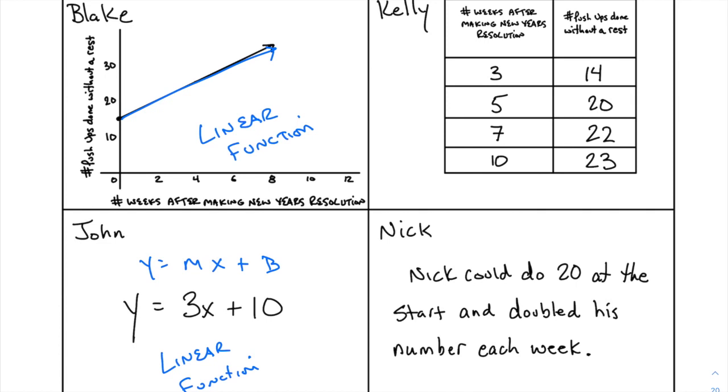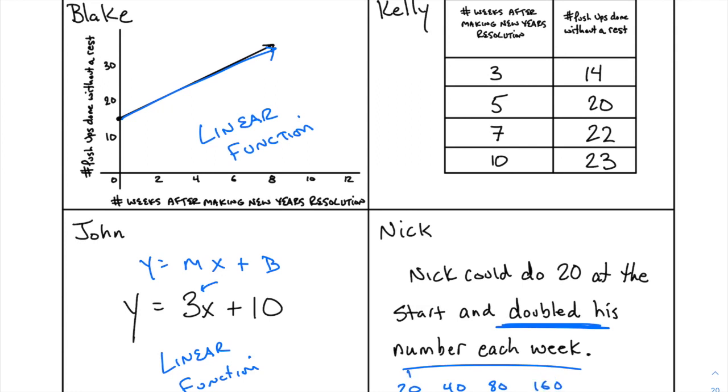Nick Jonas down here, bottom right. Nick could do 20. I think this must be like push-ups or something, whatever the example was. Nick could do 20 at the start and there it is, doubled. Now doubled means times 2, and that might mean that there's a 2 in there, but he's going to double his number every week. So if he's 20 at week 0, 40 at week 1, then 80, then 160.